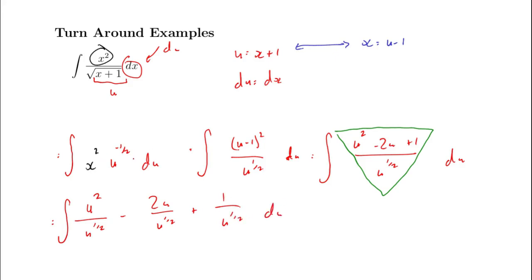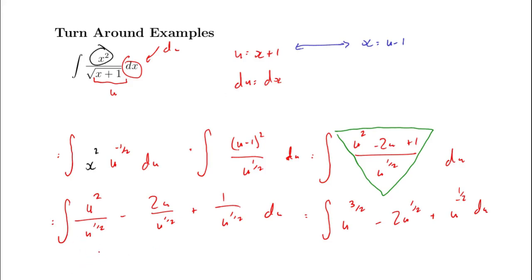And there we go. What you could also notice is that you could have left this as u to the negative half, and then instead of splitting up a fraction, you're multiplying across everything. It's going to end up being the same thing because you're still going to end up with an exponent of 2 minus a half, that's 3 halves, minus u over u to the half, well, that's going to be an exponent of half, plus u to the negative half, du.